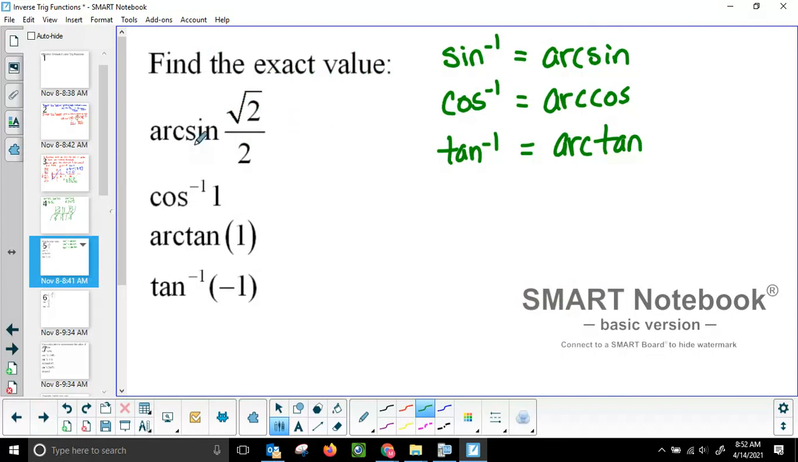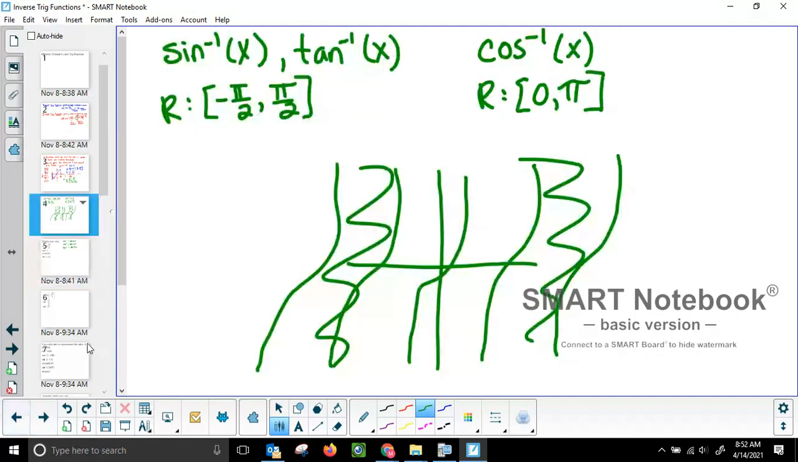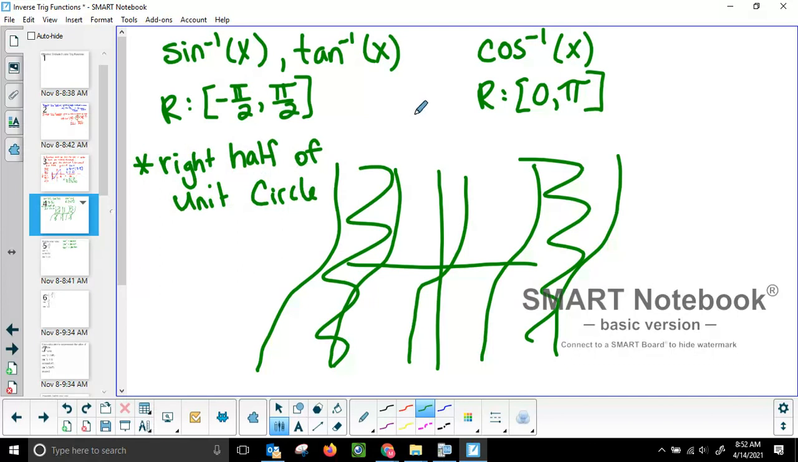So we want to find the arc sine of square root of 2 over 2. I guess it is also important to note here that this from negative pi over 2 to pi over 2 is the right half of the unit circle. So whenever you're dealing with inverse sine or inverse tangent, you're only looking at the right half of the unit circle. And with inverse cosine, you're only looking at the top half of the unit circle.